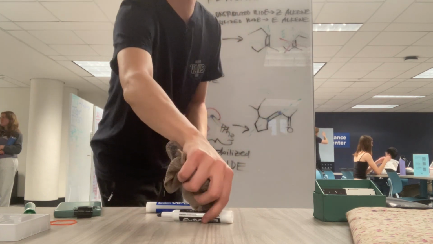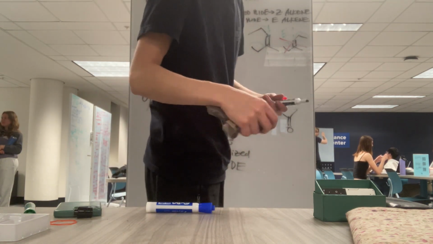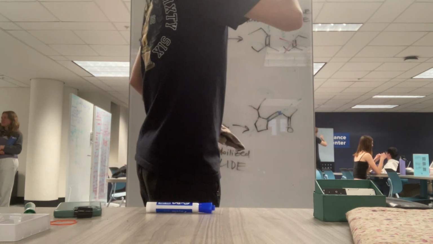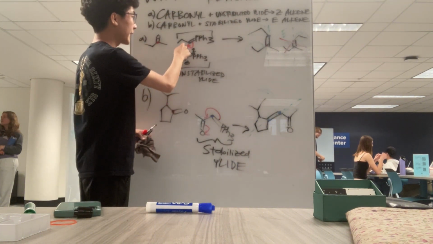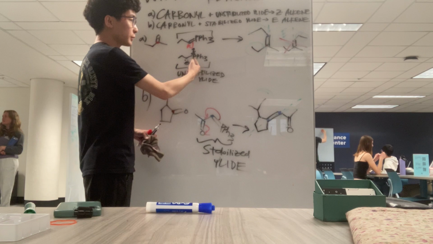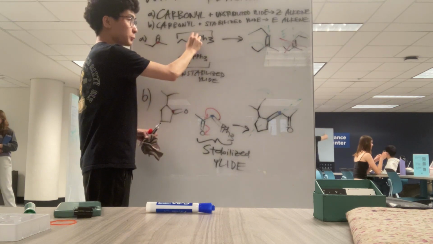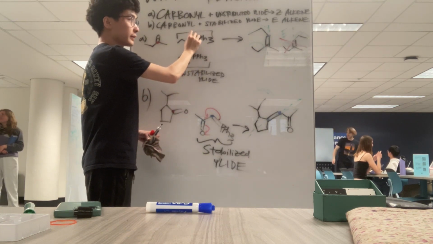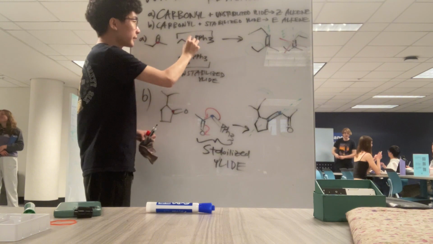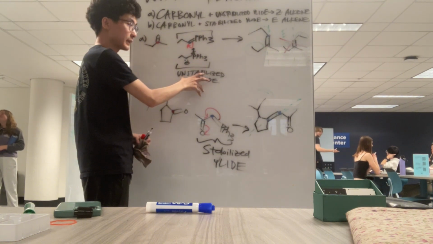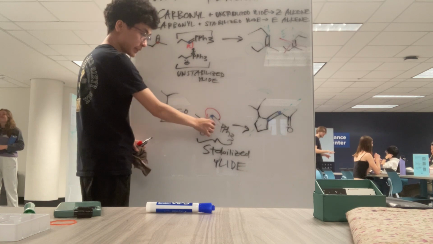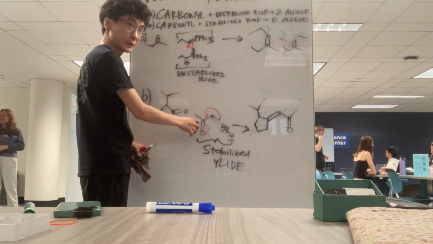The bottom structure for A is a valid resonance structure, but it's only resonance within the ylid itself. This ylid here cannot do resonance with the rest of the molecule, so it's an unstabilized ylid. Whereas this ylid here can do resonance with the rest of the molecule.